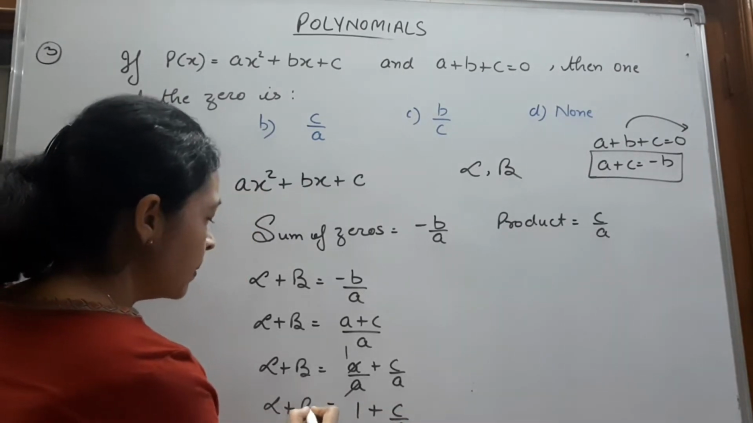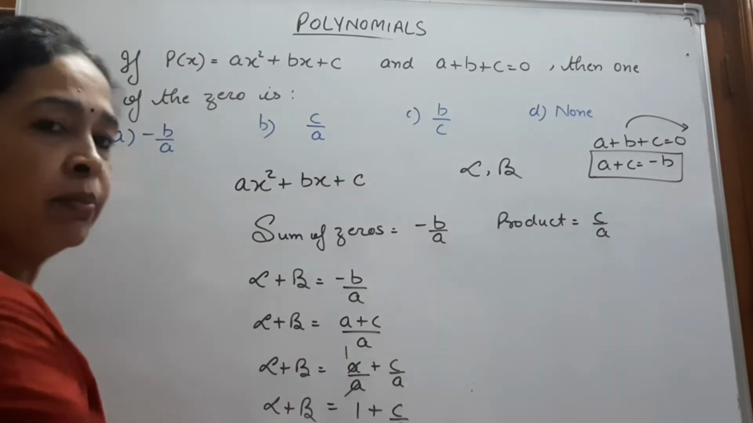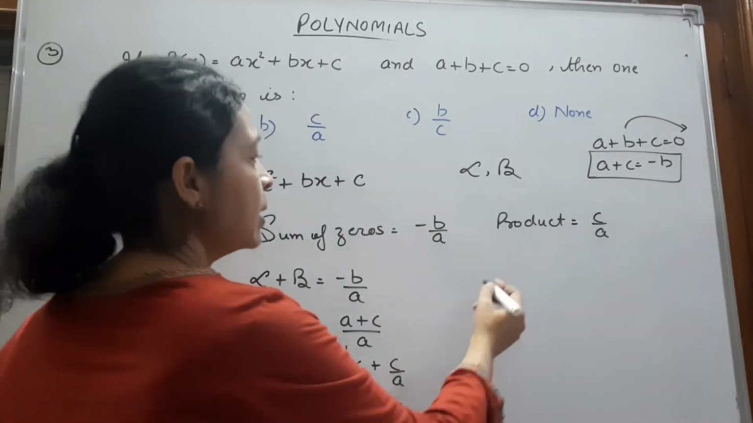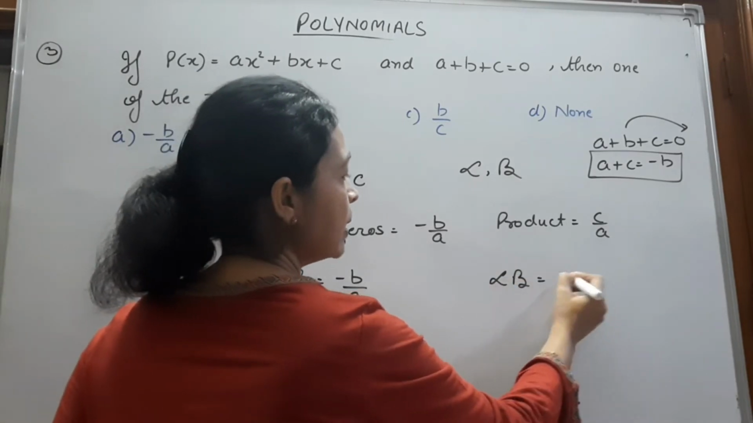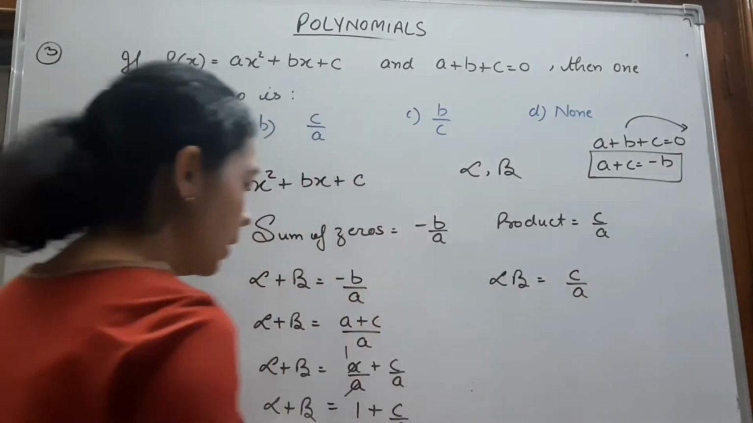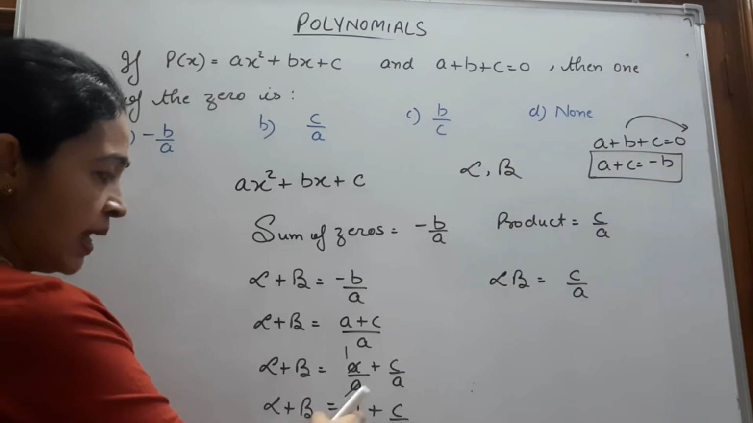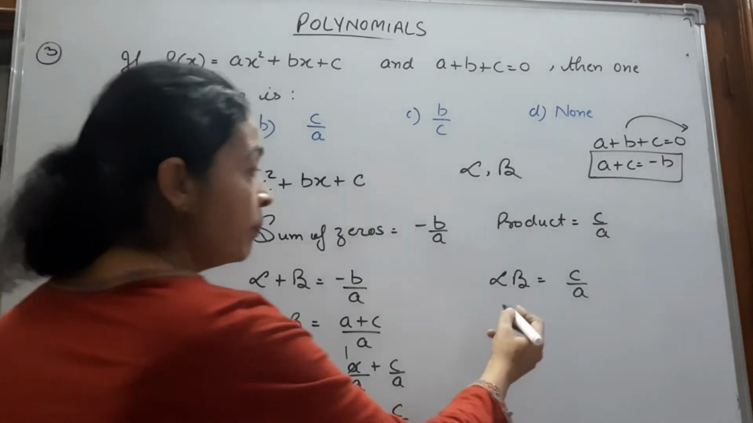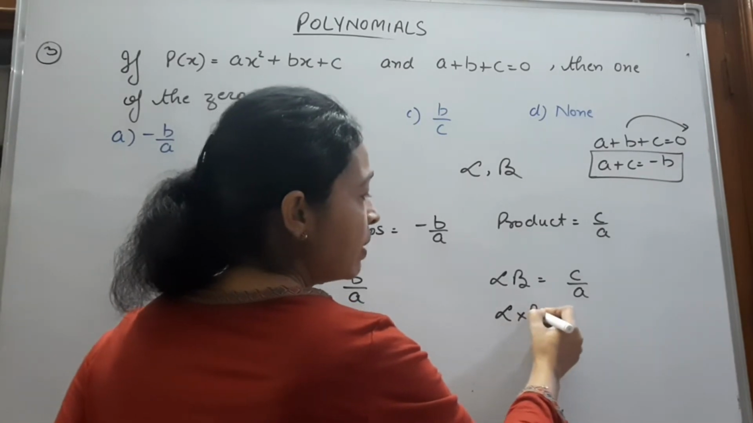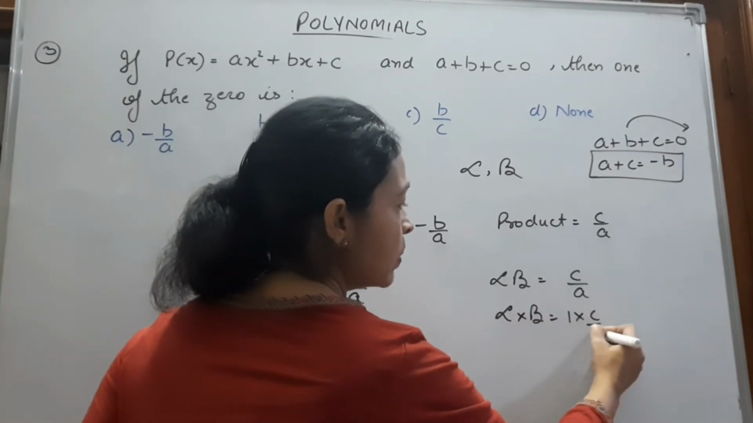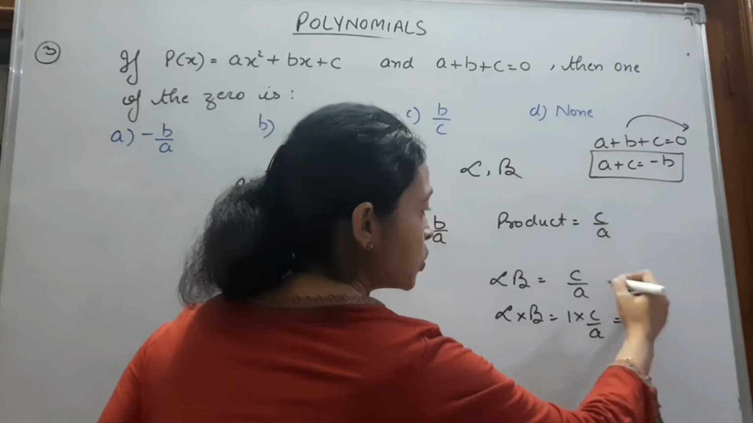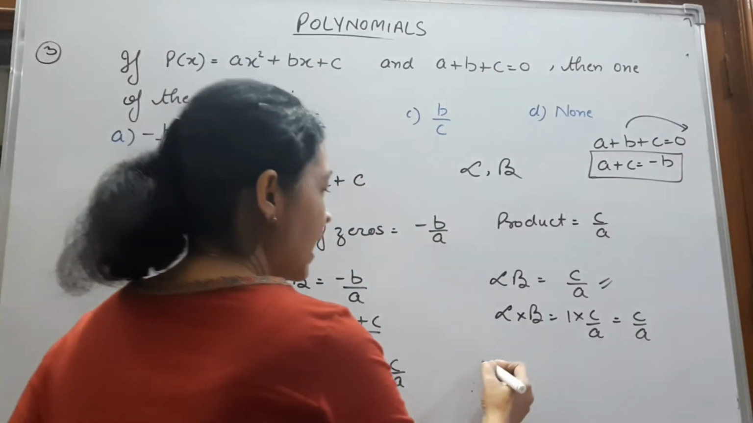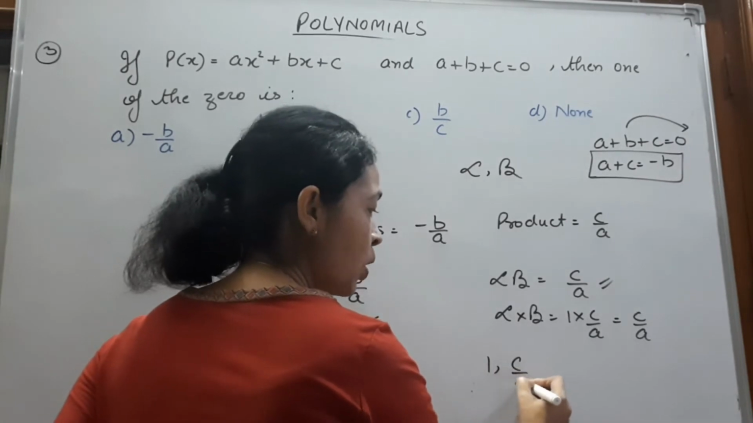Alpha plus beta: alpha can be 1, beta can be c upon a. But check it in the product alpha beta equals c upon a. If we take alpha as 1 and beta as c upon a, alpha plus beta is 1 plus c upon a. So alpha into beta will be 1 into c upon a, which is c upon a. So this is also verified here. So our zeros can be 1 and c upon a.